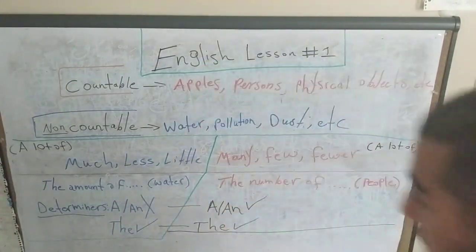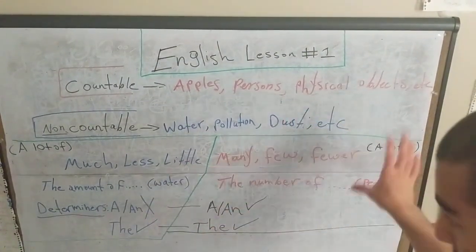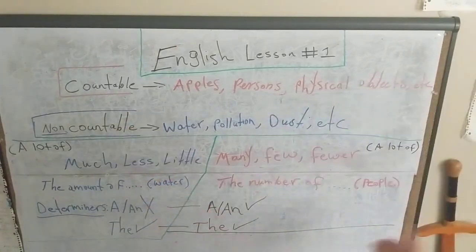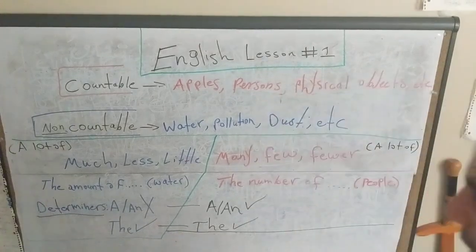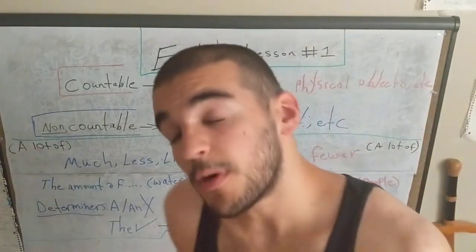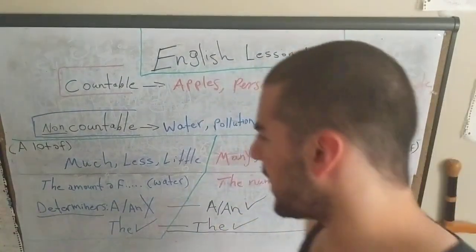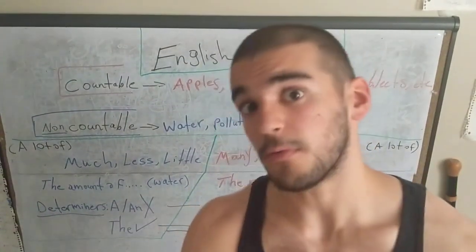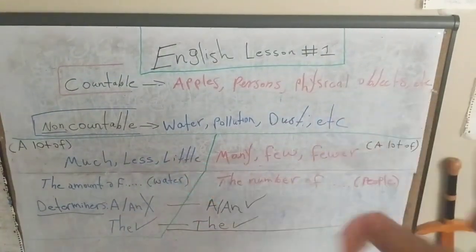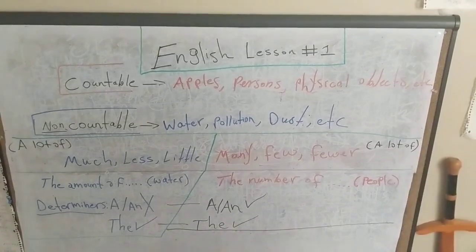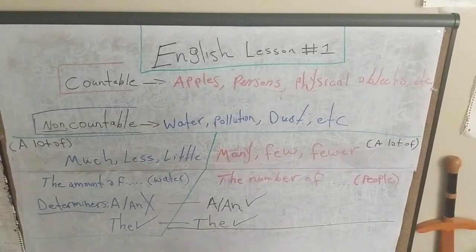Okay, now the ones that have to be used for non-countable are much. For example, I have too much water. I have too much money. Less. I have less money than you. Little. You can agree that little will fit perfectly here. I have little money. I have little water.